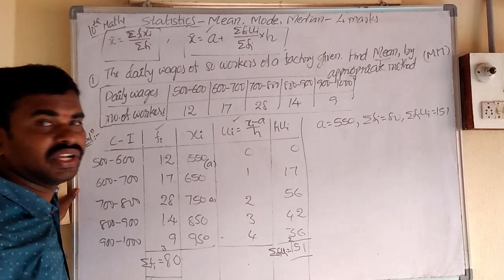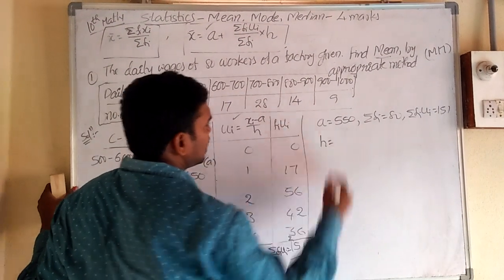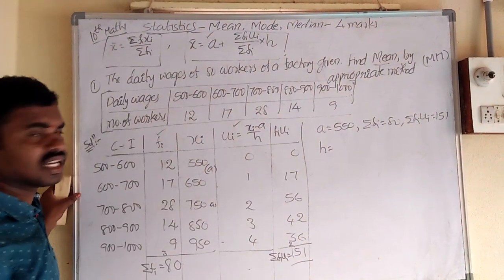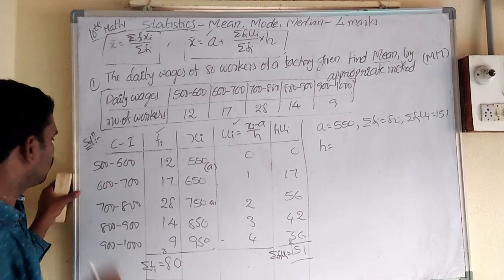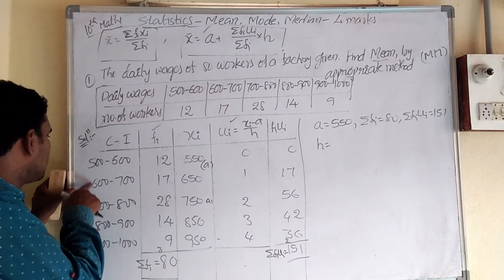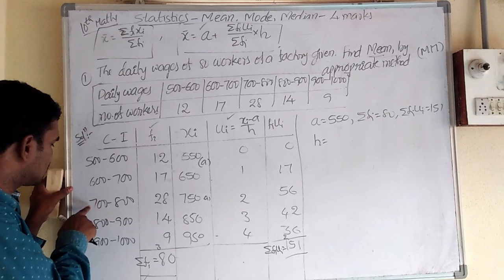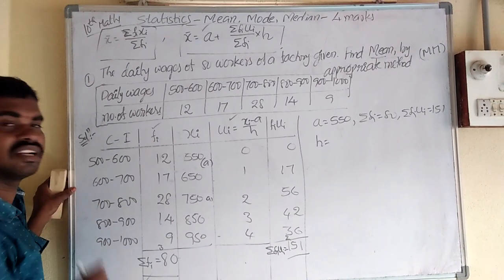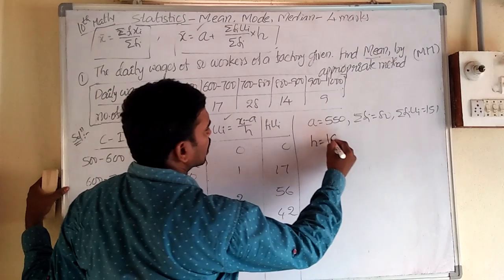Next h. Here h means what? H means size of the class or height of the class interval. What is the height? It means the difference. 500 to 600, 600 to 700, 700 to 800. So 100 is the difference, and that is taken as the height of the class interval.